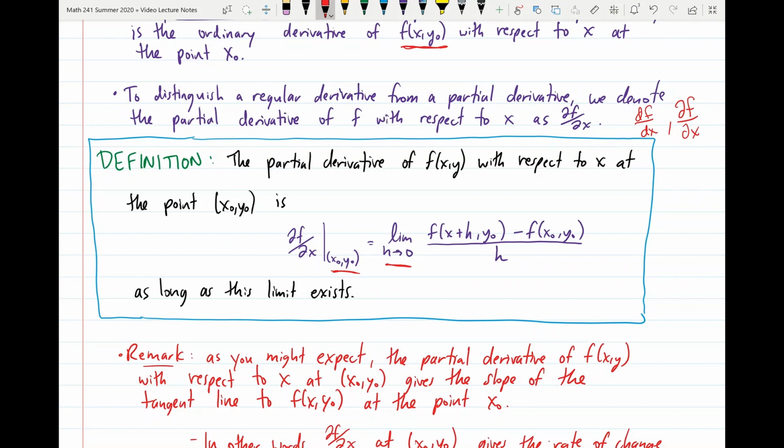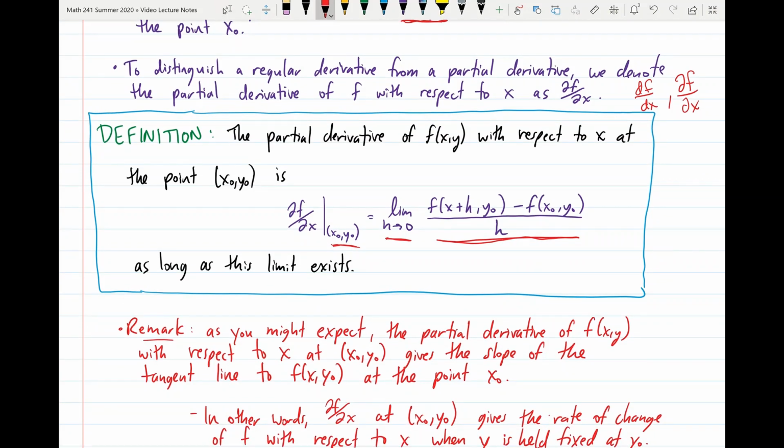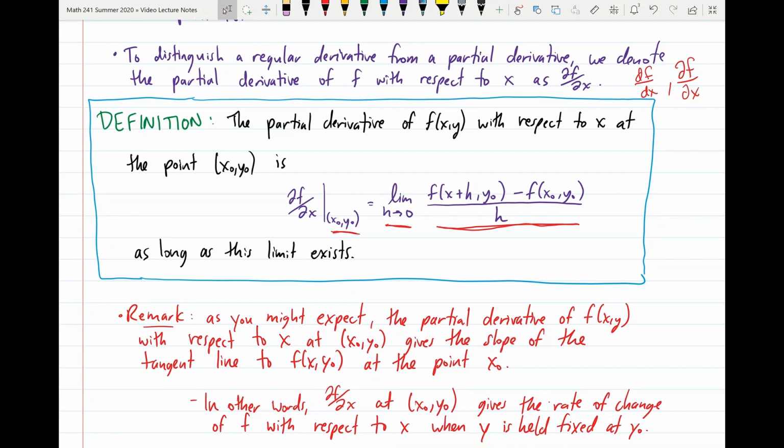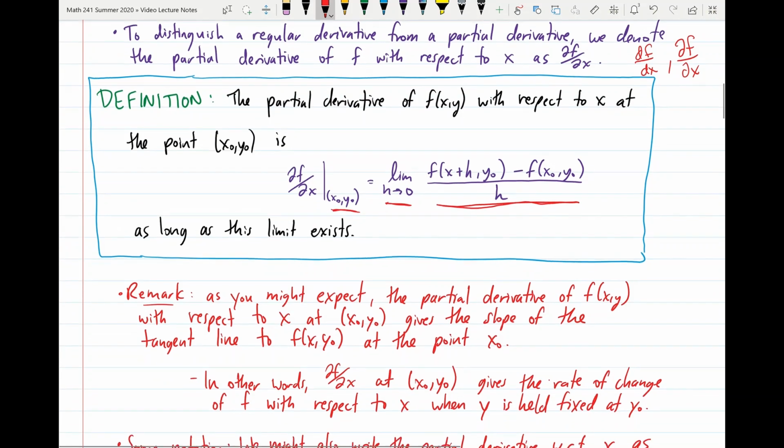over h. So this expression here should look very similar to the definition of the derivative given in Calc 1, where the difference is that y naught is being held constant, and of course we have a multivariable function here. So we have f taking in two different values. And so this is the definition for the partial derivative as long as this limit exists. So if the limit exists, then the function has a partial derivative at that point x naught, y naught.